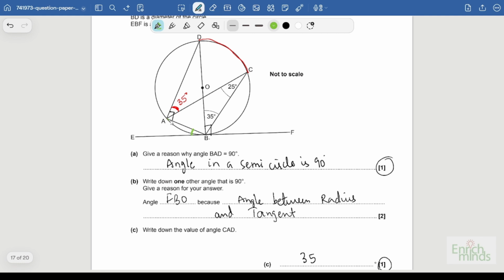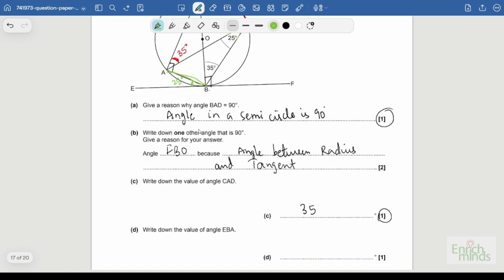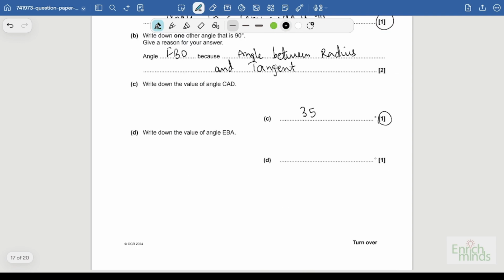AB is a chord here, you see, this is a chord. So this chord is subtending another angle here in the circle which touches the circumference to get here 25 degrees. So using the alternate segment theorem, this has to be 25 again. So I'm getting the value of the angle EBA to be 25 degrees.